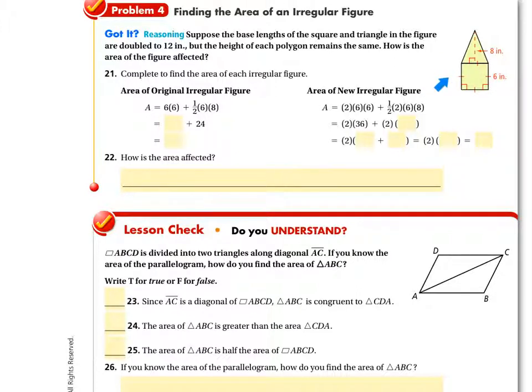So this looks like a little house. We don't have a formula for that, but couldn't I find the area of this triangular top, find the area of this square base, and add them together? True or false? Yeah. And so that's what you're going to do.